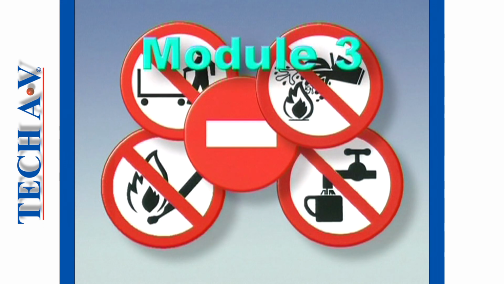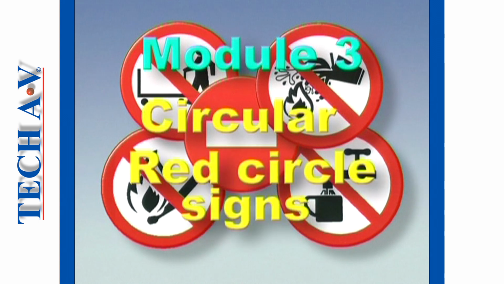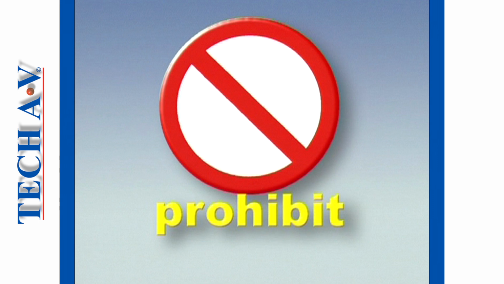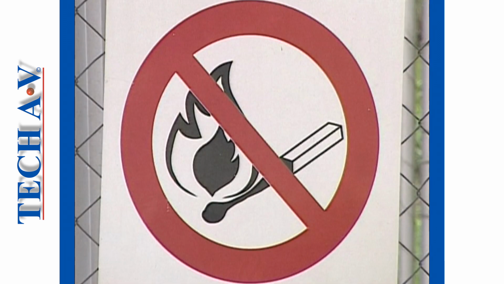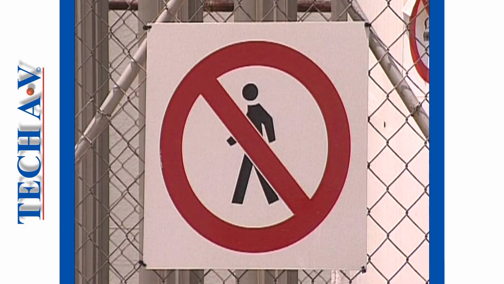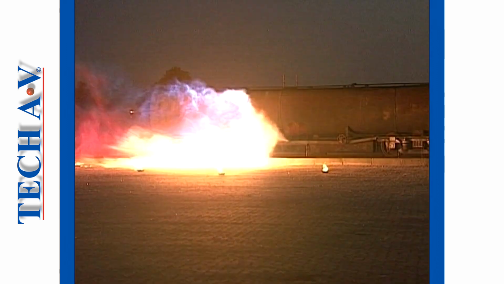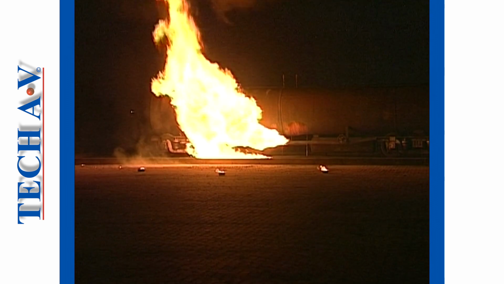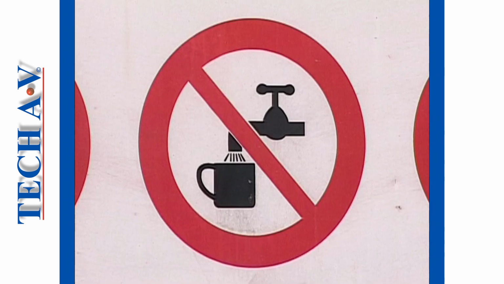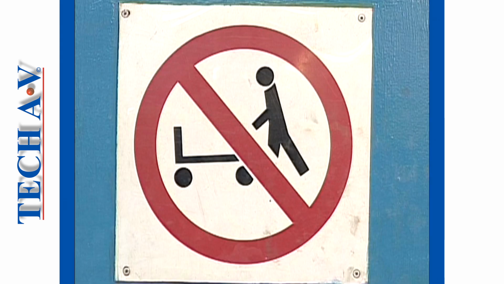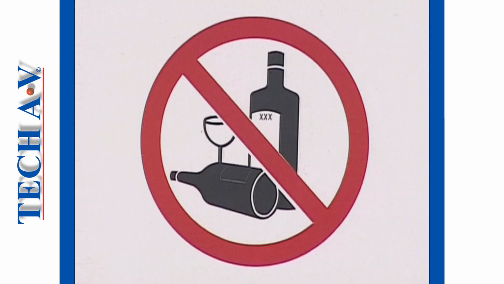In this module, Module 3, we will focus on the circular or red circle signs. These signs prohibit you from doing something. For example, entering a gas area where smoking or using a naked flame is strictly prohibited. Stay out of these areas as gas is very dangerous and can explode. These signs are there for your safety and the safety of those around you and should be adhered to at all times.